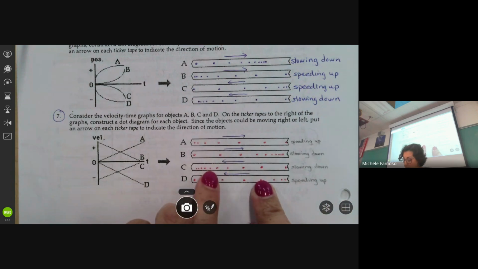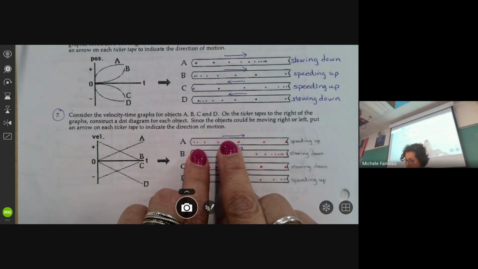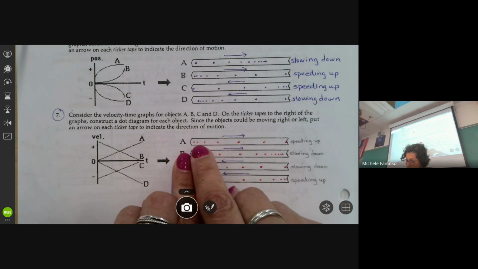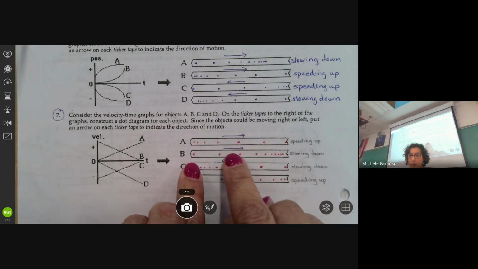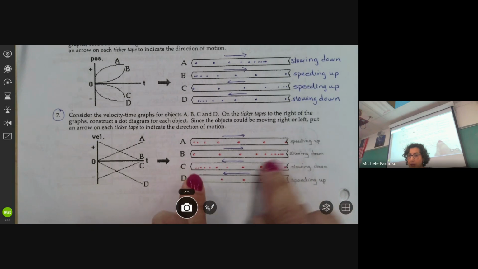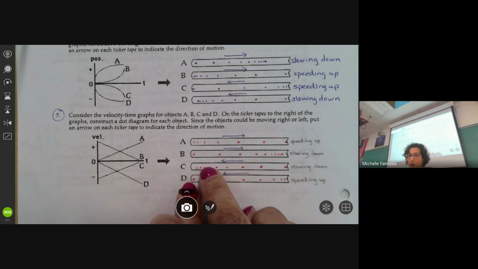If I were to draw that on a ticker tape, A, the ticker tape should start close together and get further and further apart with the arrow to the right. B needs an arrow to the right, but the dots get closer and closer together. C, arrow to the left, and as I read them to the left, they should be getting closer and closer together. And D, arrow to the left, and they should be getting further and further apart.